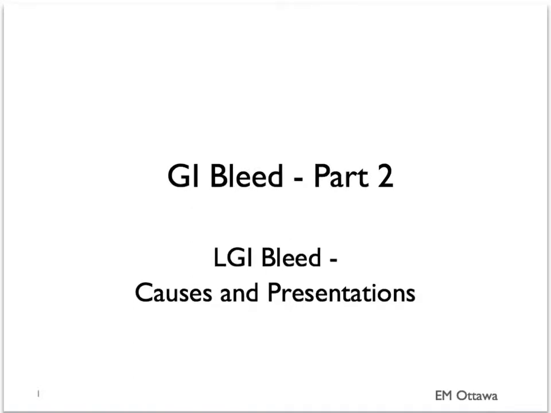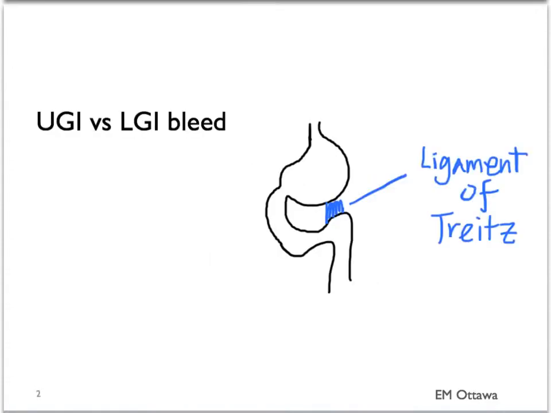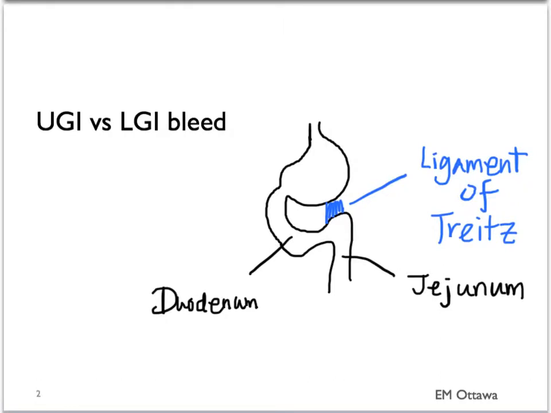In part 2 of GI bleed, we will discuss the causes and presentation of lower GI bleeds. Just to refresh your memory, the dividing line between upper and lower GI bleed is the ligament of Treitz. That sits between the duodenum and the jejunum. Lower GI bleed is any bleeding that comes from the GI tract that's distal to the ligament of Treitz.